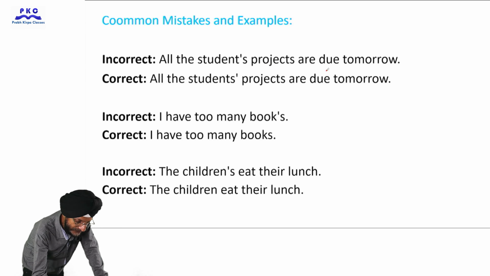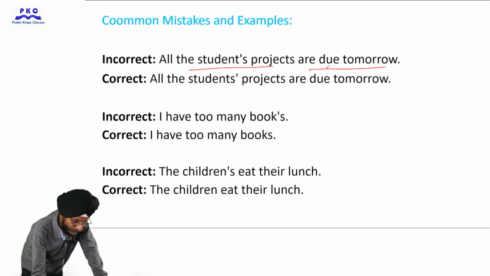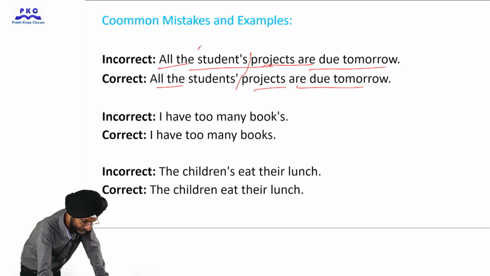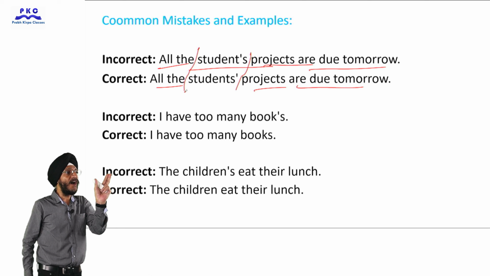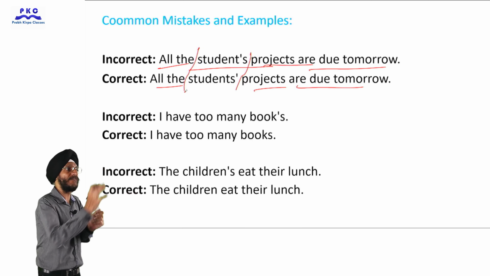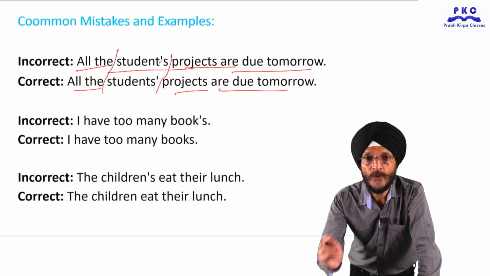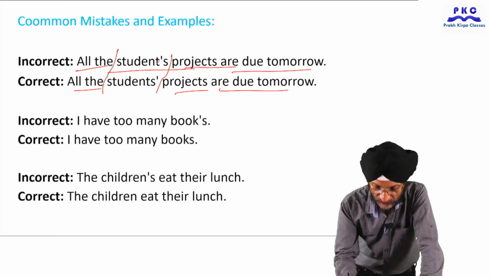All student's projects are due tomorrow, versus all students' projects are due tomorrow. In both cases, are due tomorrow is the same, all the is the same, projects are the same. What is the difference? The difference lies in students. Here we are discussing all the students. All means more than one. But in the first case, the student has been shown in singular form, so it is wrong.